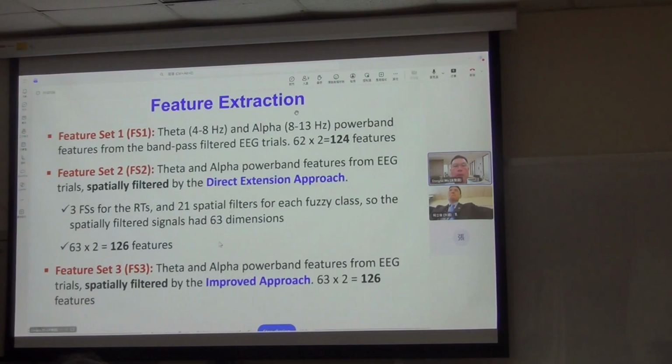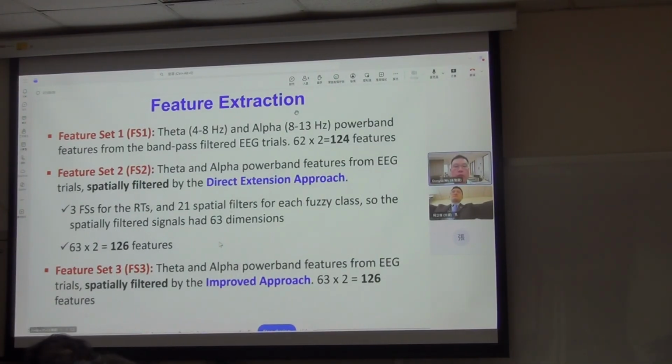For this problem, we compared several different feature extraction approaches. The first is the traditional approach. We extracted the theta and alpha power band features from the bandpass filtered EEG trials. That is, we only perform the temporal filtering, but not spatial filtering. There were 62 channels in this dataset. For each channel, we extracted 2 power band features. So there is a total of 124 features in feature set 1.